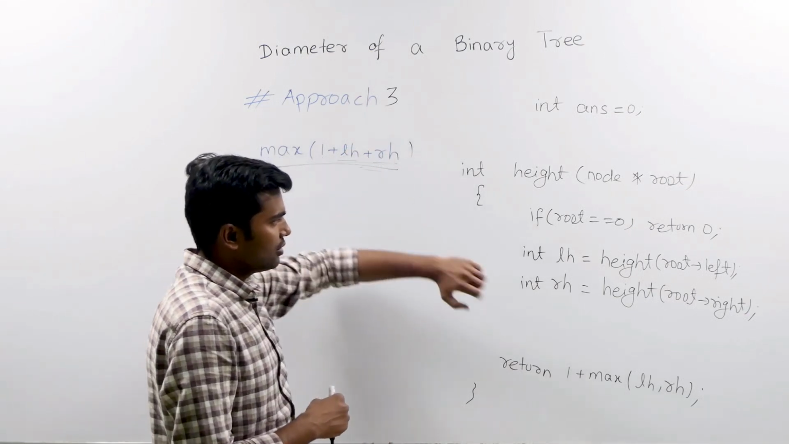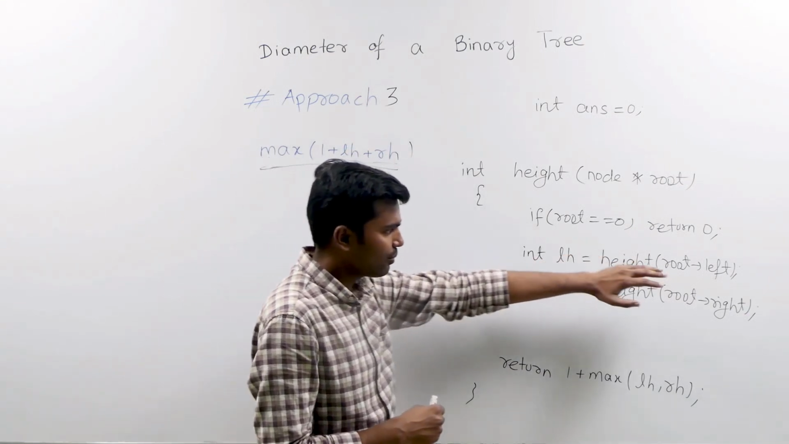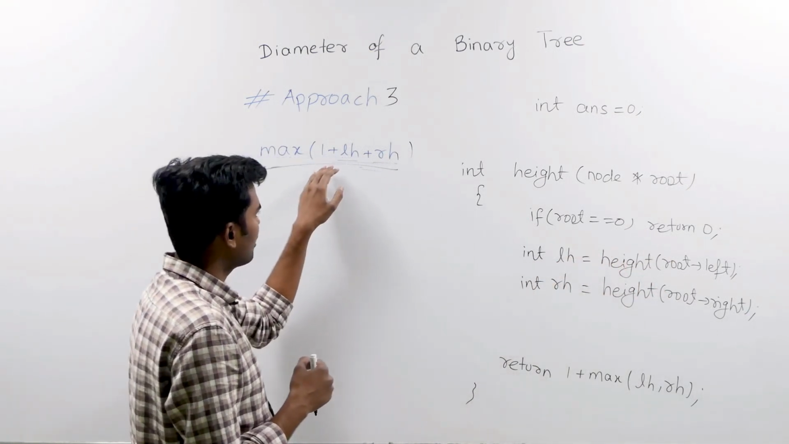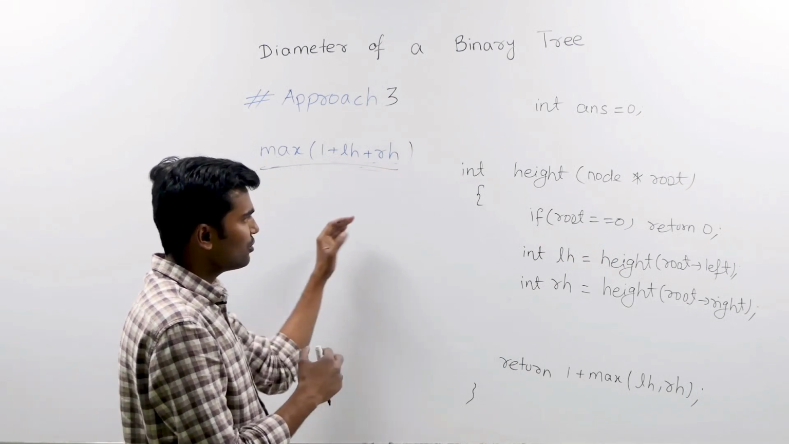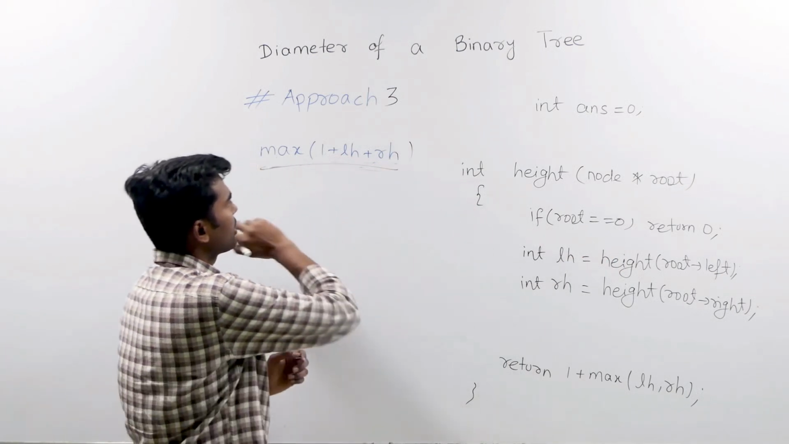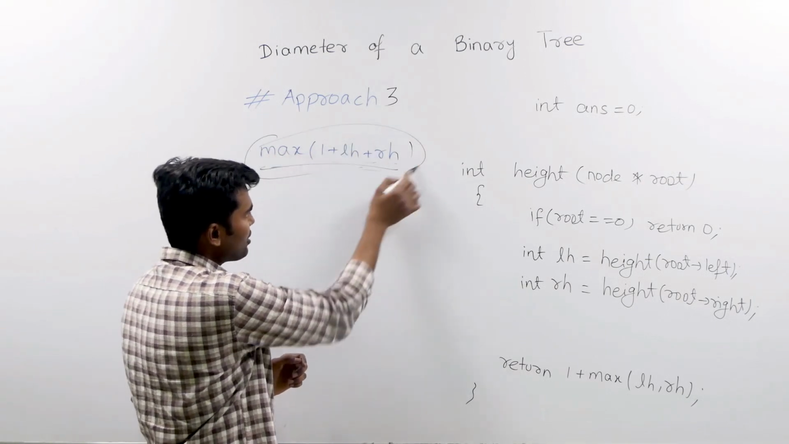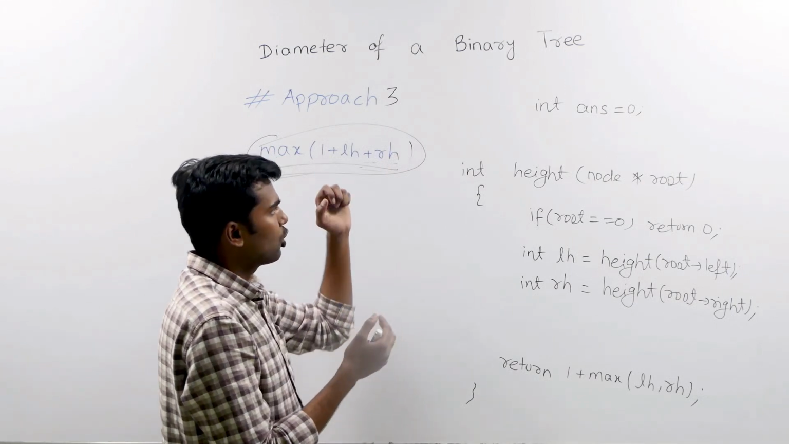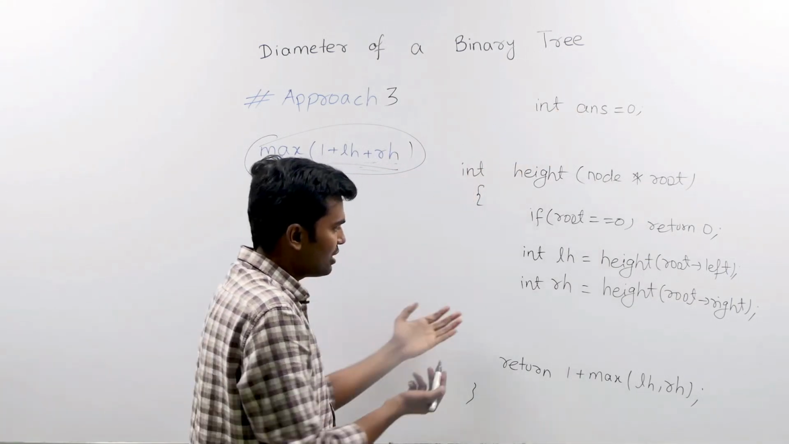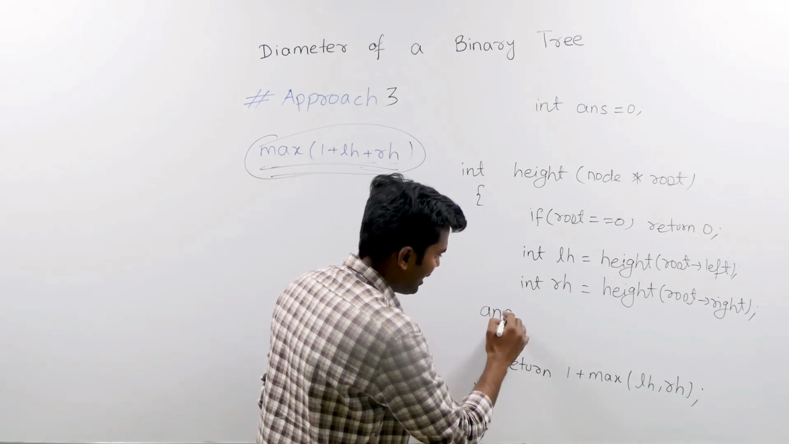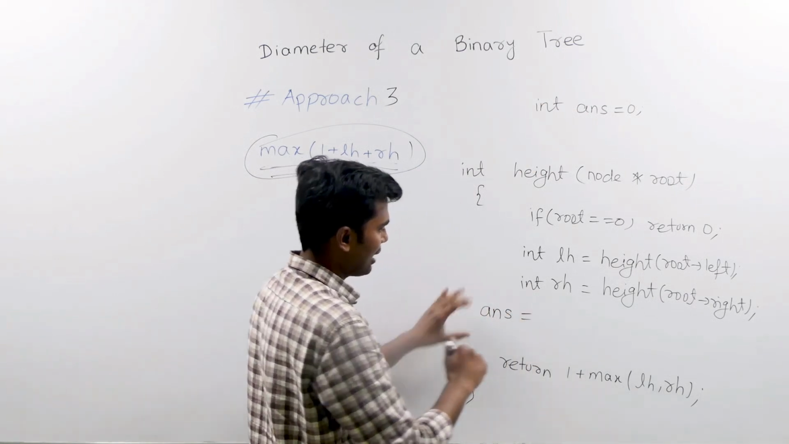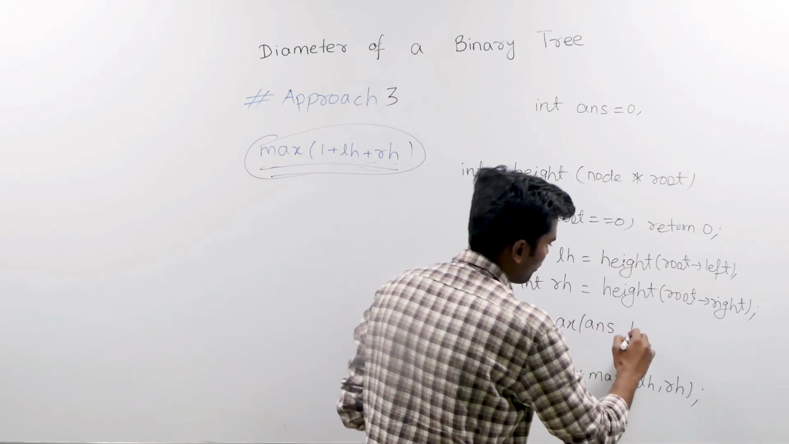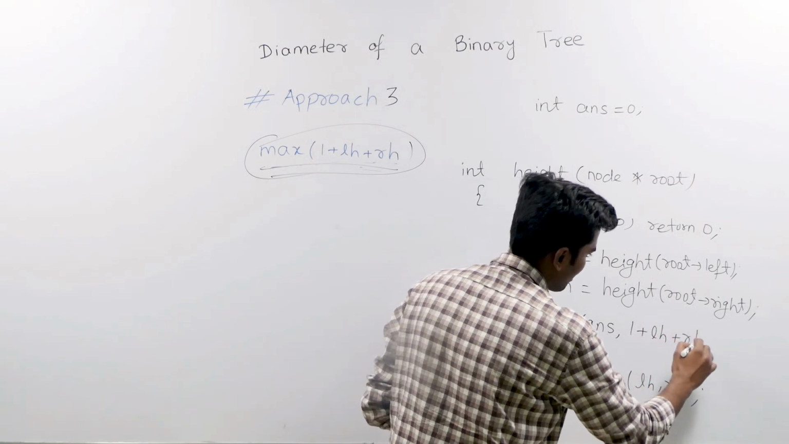And again, we calculate the height of left subtree and right subtree for every node, and this is what is required in calculating the diameter. So we can use this. So basically we can calculate the maximum value of this expression in this height function only. So let's say our answer is stored in the global variable answer. So we just need to update the value of our answer variable here, max of answer, or 1 plus left height plus right height.